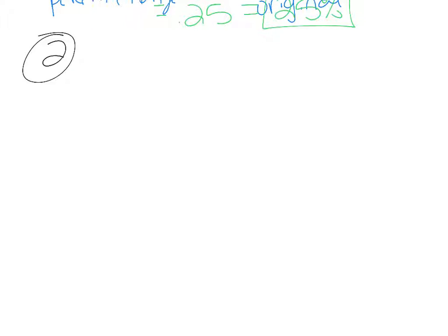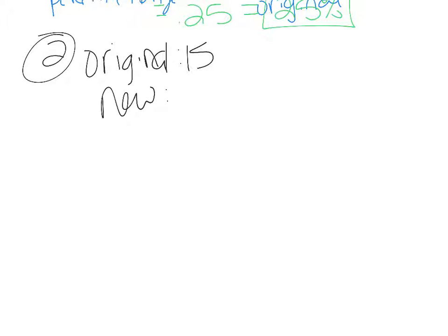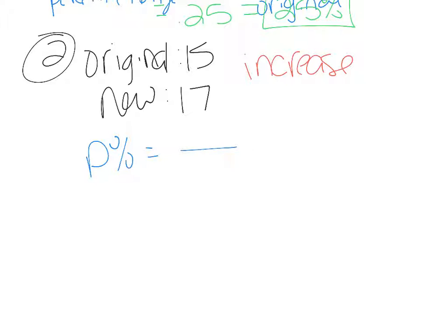Number 2. Let's say this time I have the original is 15. The new is 17. So first thing, I need to decide if it's an increase or decrease. From 15 to 17, notice that this time that price was going up, or that amount was going up, so it's an increase. Then I need to find the actual percent of increase or decrease. So in the numerator, we're putting the amount of change. From 15 to 17, it changed by 2. In the denominator, we're always going to put the original. So it's going to be 2 over 15.